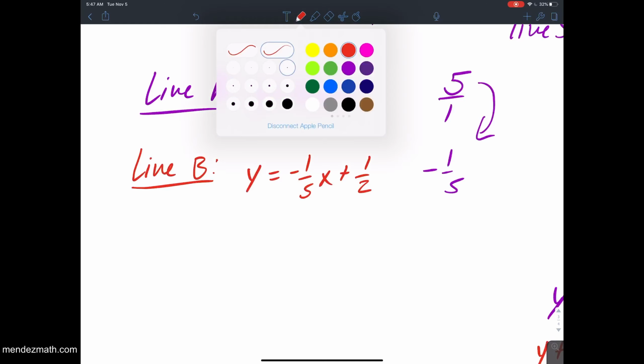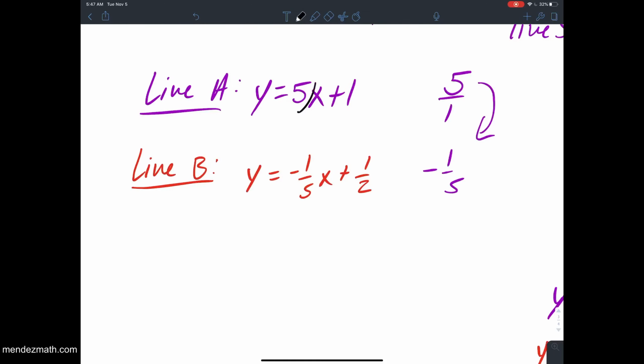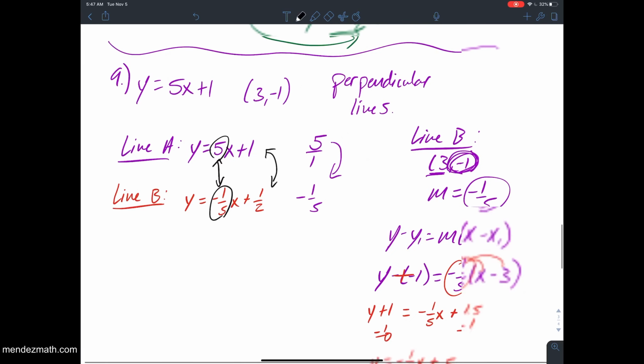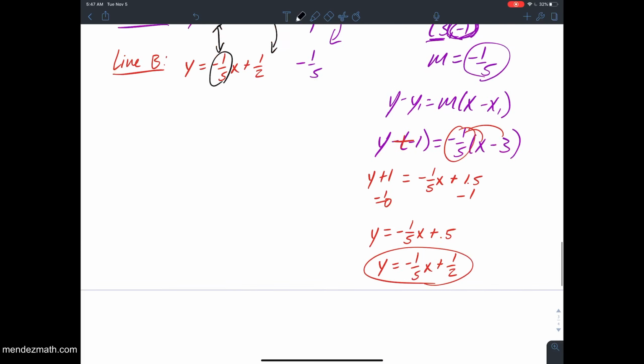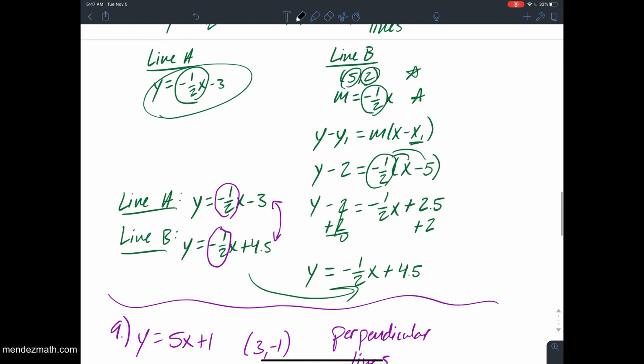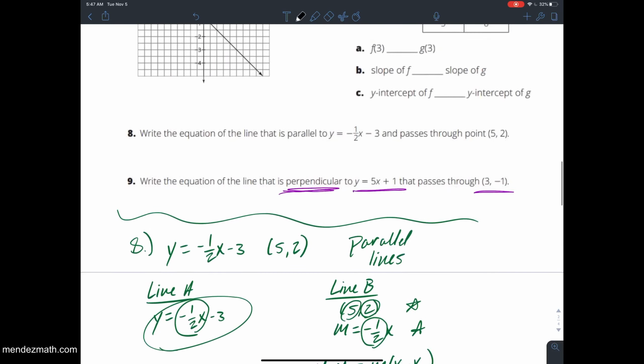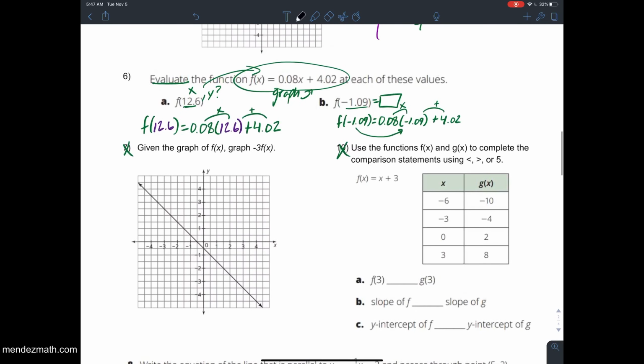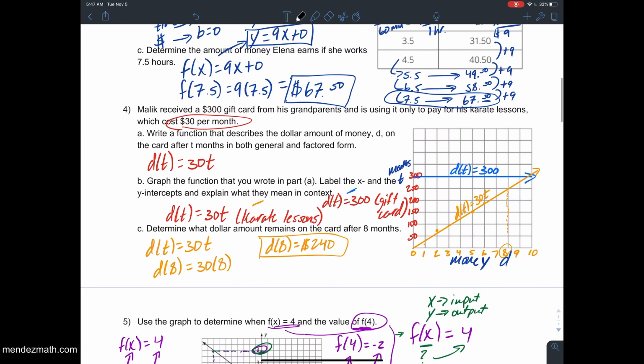So we look at our lines. Our slopes are negative reciprocals of each other. And the y-intercepts could be the same, could be different. That doesn't matter. It's 1 and a half here. And there we go. Those two lines are perpendicular. And there's all the work. And that's number 9. All right, so there's a lot of work here. I did skip some. The ones that I did skip, you will not be tested on.